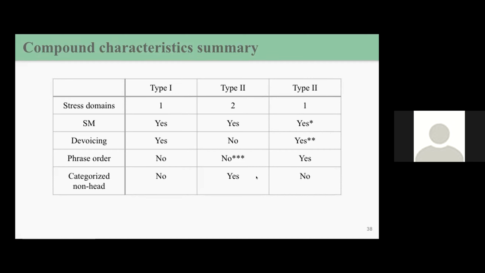So summarizing, type 1 has one stress domain, type 2 has two. Both exhibit soft mutation, but only type 1 exhibits devoicing. Both of them have phrase order, except for the instances where type 2 has weird pre-nominal adjectives. Yeah, it says type 2 twice. Oh, thank you. I'll add that later. I feel like you could probably still keep the type 3. And also there's this type 3 that I'm not talking about, but there's facts. Slide 38. Okay, cool. Thank you for pointing that out.